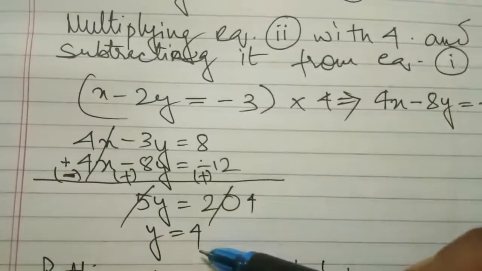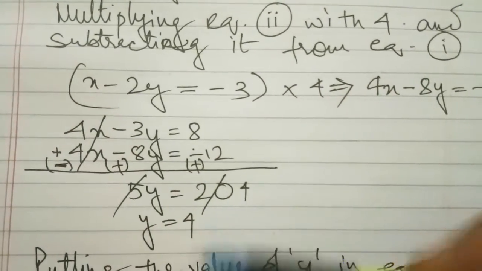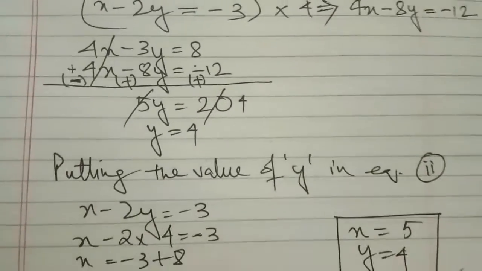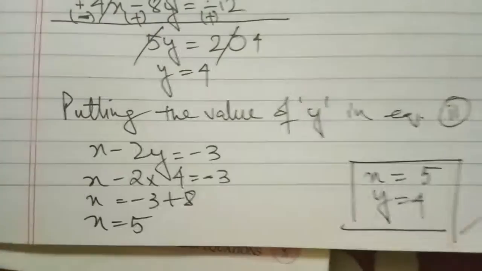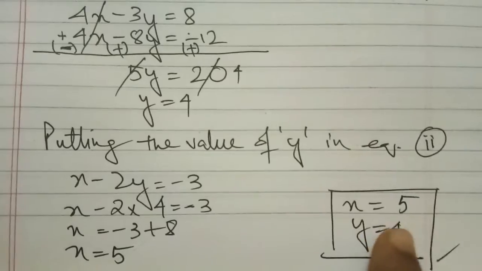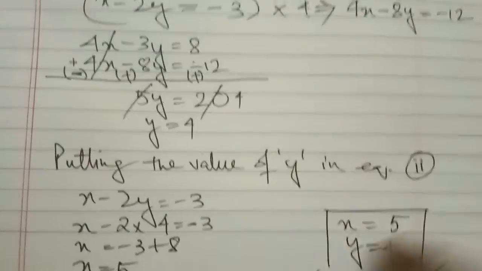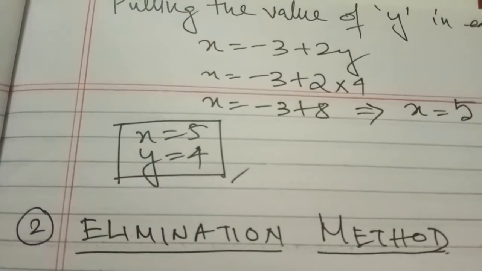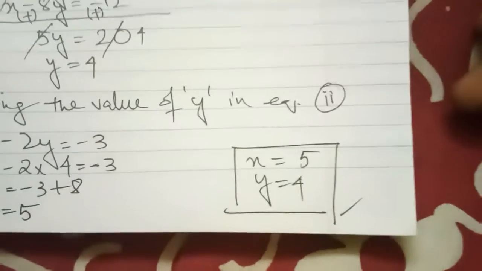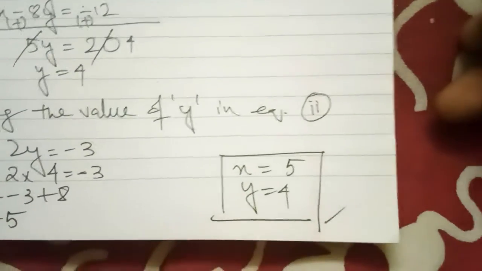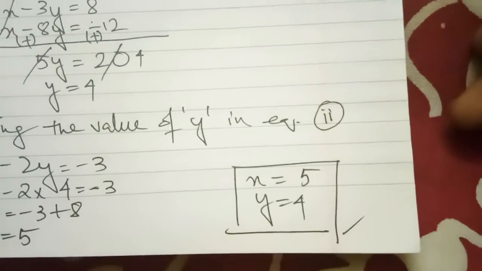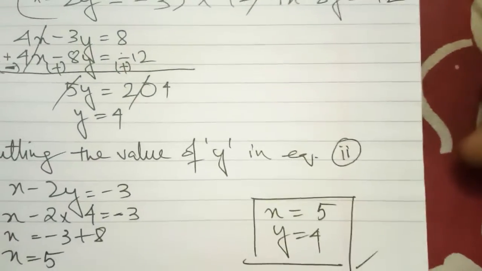After getting y equals 4, again you put the value of y in any of the equations and you get the value of x. x is coming 5 and y is coming 4. It is the same as in the last method. You have done the same thing by a different method, but the answer came the same. I hope you have understood.